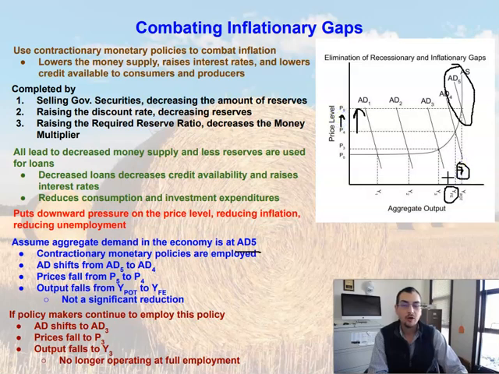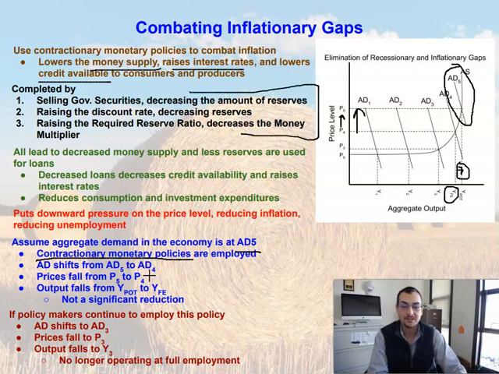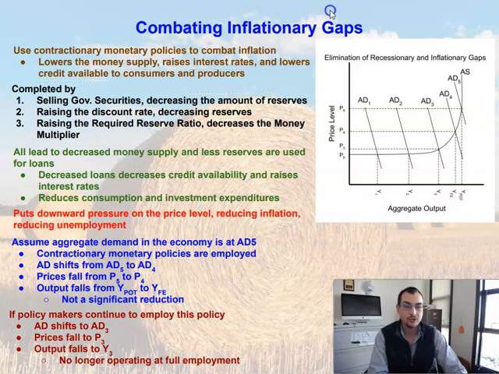So we are going to try and reduce those inflated prices. And we're going to do that by lowering the money supply, raising the interest rates, and lowering the credit available to consumers and producers. So we're going to do that through those contractionary monetary policies. The Fed is going to engage in these three contractionary monetary policies. And by doing that, they're actually going to shift this aggregate demand curve from AD5 to AD4.